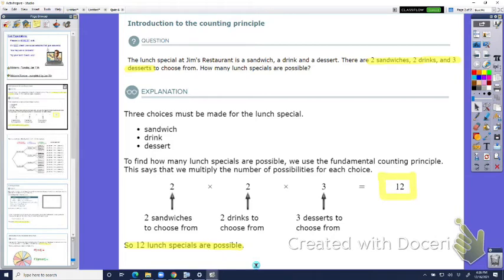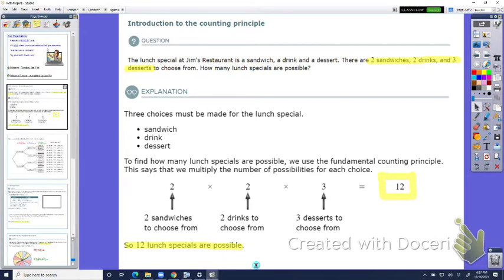There's a couple ways you can think of these. 3 choices must be made for the special. You need a sandwich, a drink, and a dessert. So to find out how many lunch specials are possible, you use the fundamental counting principle. What that says is that we multiply the number of possibilities for each choice. So you can see on the screen here, 2 sandwiches to choose from, times 2 drinks to choose from, times 3 desserts. You just multiply 2 times 2 times 3, and you get 12 possible specials.